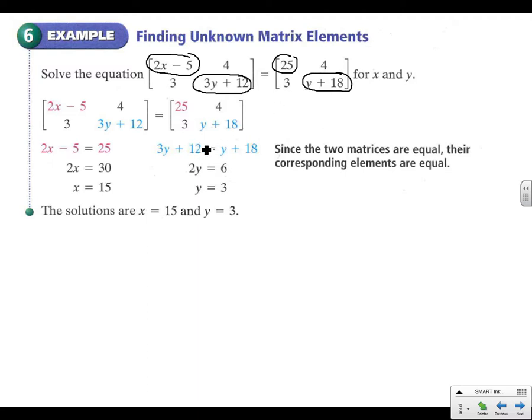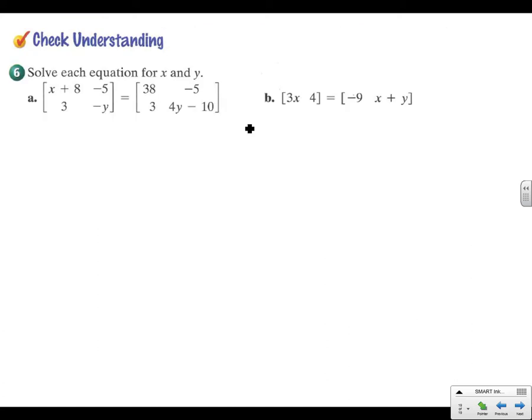So we can set that up. We can move y's around, the 12 up to the other side. Y is going to equal 3. All right, so just corresponding spots are going to be equal to each other. Last part here, see if you can solve for x and y.